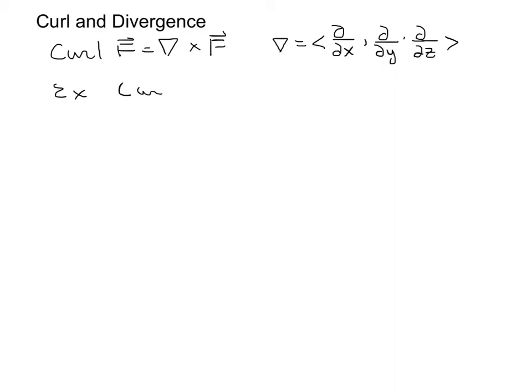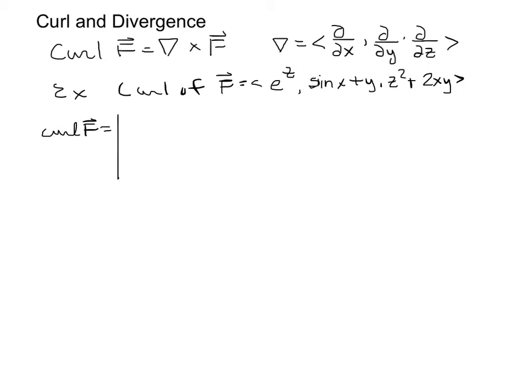So let's find the curl of the vector field e to the z, sine of x plus y, z squared plus 2xy. Okay, so the curl is a cross product. So the curl of F, we have to find a cross product here.